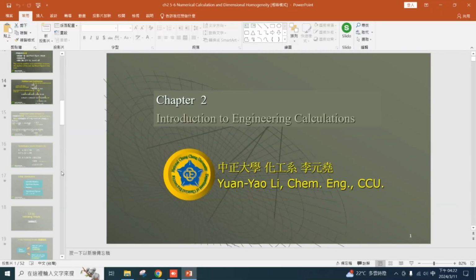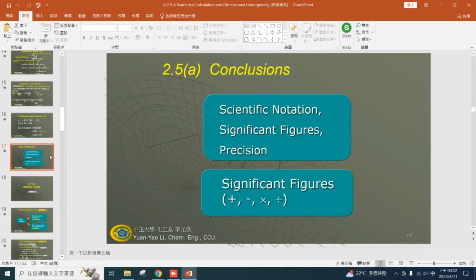Last week we learned something about scientific notation. I hope you still remember significant figures, precision, and how you are going to do addition, subtraction, multiplication, and division using the significant figures.